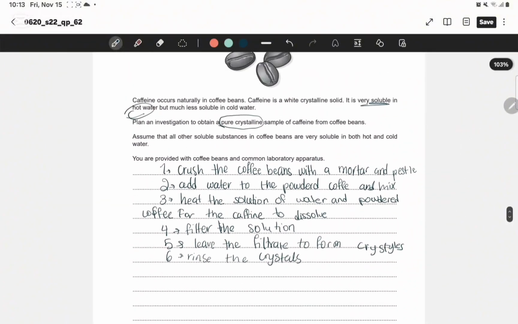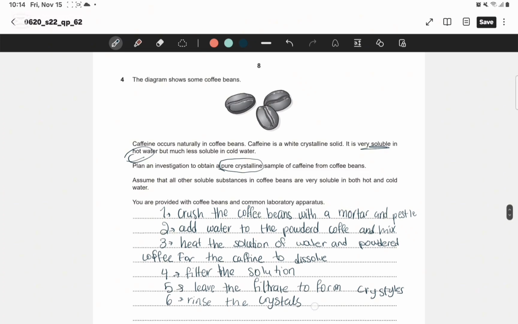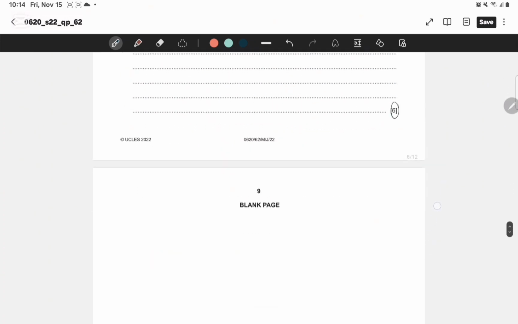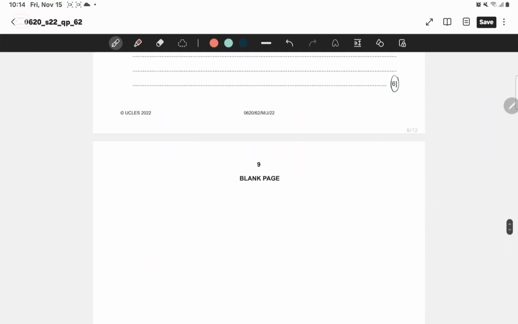Okay, so again, first step, you're gonna crush the coffee beans with the mortar and pestle, and then you're gonna add water and mix the powder that you obtained, and then you're gonna heat it since caffeine is very soluble in hot water, and then you're gonna filter this solution and then take the filtrate and do crystallization with it. And then when you get the crystals, wash the crystals so that they can become pure, because they want pure crystalline. And that's it for this paper.